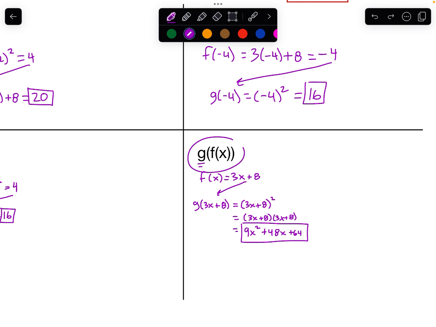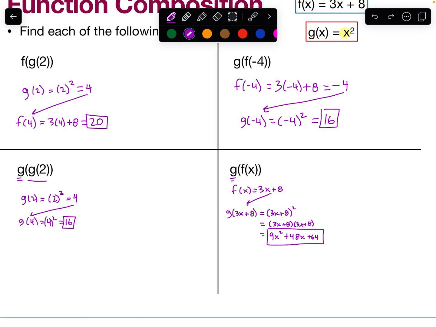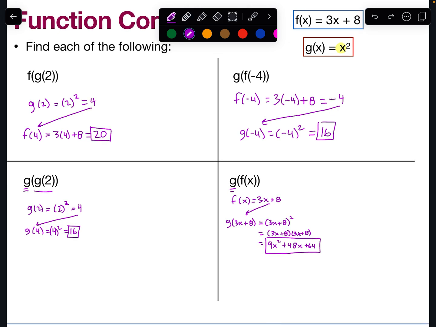This can be a little bit awkward, doing composition with variables instead of specific numbers. Just follow the rules, slow down a little bit, recognize that you're maybe plugging in an algebraic expression rather than a number, but you still stick to what the function tells you to do. So here's an example of evaluating function composition algebraically.